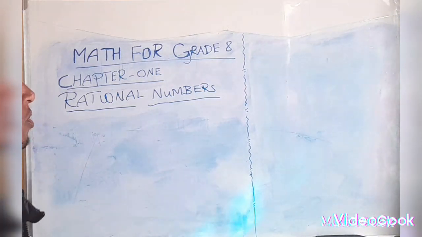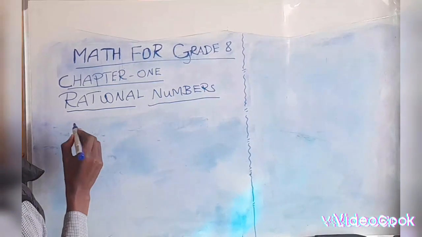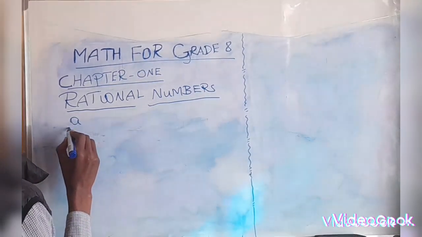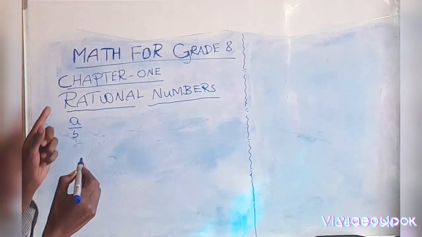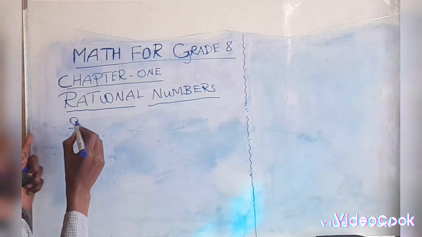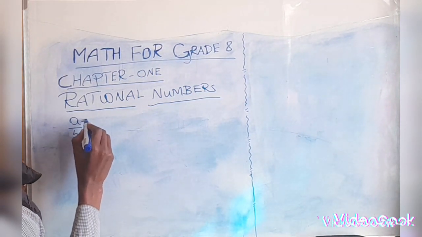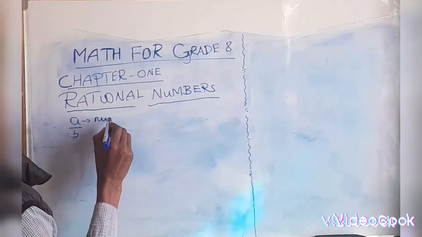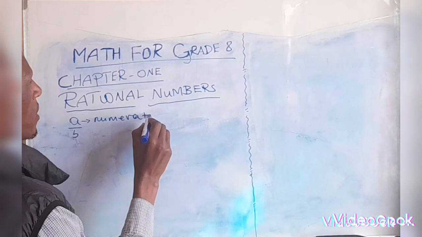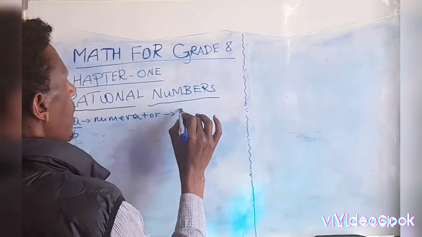As you know, a rational number is a number that can be written in the form of a over b, where both a and b are integers. The number written on the top is known as the numerator, and it can be denoted by capital N.